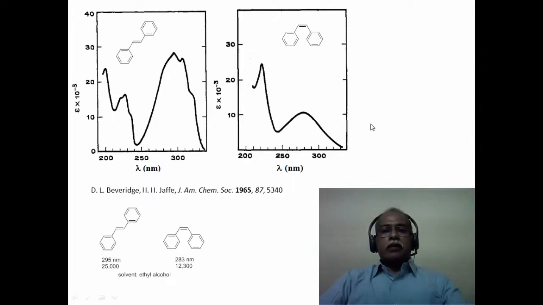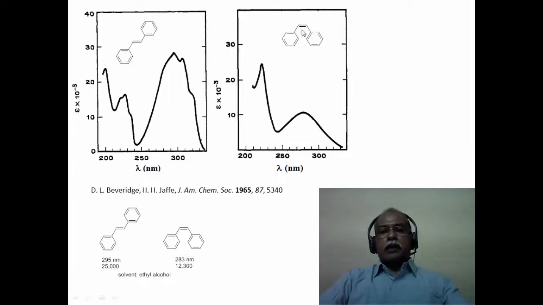The conjugation effect is also used for distinguishing the cis and trans isomer. The trans isomer is supposed to have least steric interaction. In other words, this aromatic ring and this aromatic ring can be in conjugation with the pi system. So through conjugation is possible, and that puts the pi to pi star transition at a longer wavelength compared to a cis isomer.